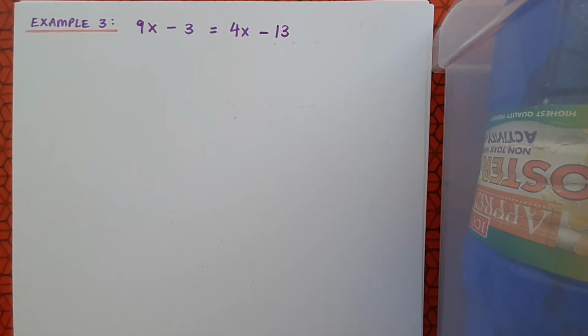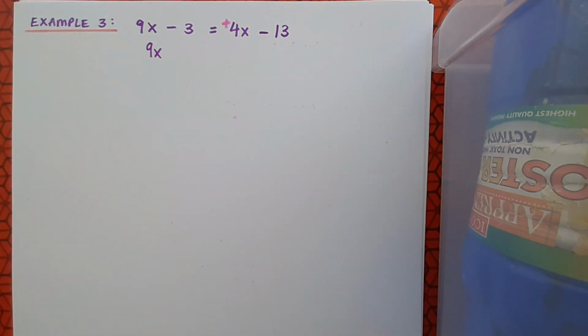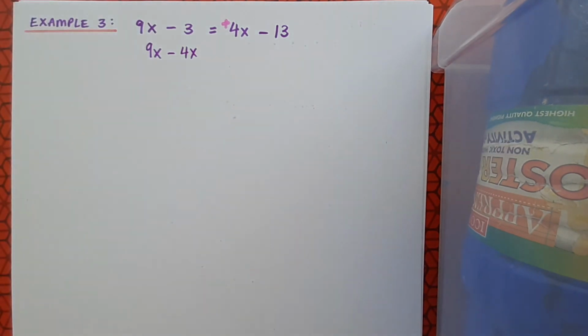Okay, so I need to get my like terms on the same sides. X is on the left, constants on the right. On the left-hand side, I already have 9x. 4x is going to come across. Bear in mind, it doesn't have a sign, so it's a positive 4x. So when it comes across, it's minus 4x.